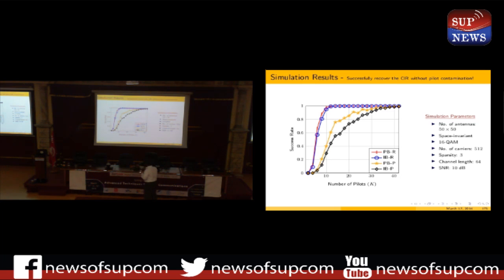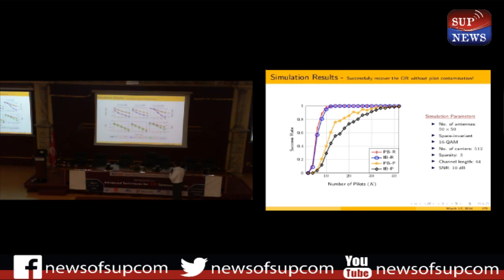Why do I have two curves for each? These two are pilots, and this is pilots and data. I have two because in my algorithm, remember, what do the antennas share? They share beliefs, right? We have beliefs which are integers and beliefs which are real numbers, to reduce the communication. I'm trying to reduce the communication between the antennas. So if I use only integers, then the performance will be worse than using the real numbers, okay?